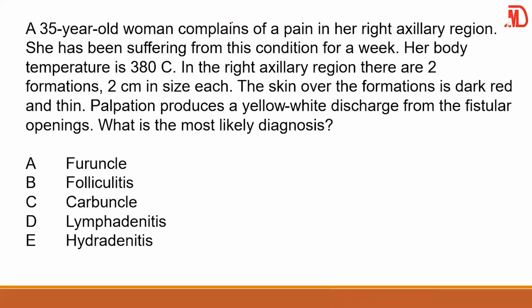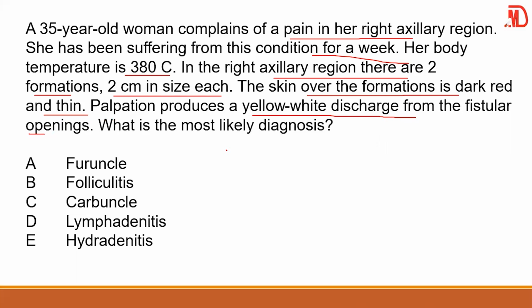A 35-year-old woman complains of a pain in her right axillary region. She has been suffering from this condition for a week. Her body temperature is 38. In the axillary region, there are 2 formations, 2 centimeters in size each. Skin over the formation is dark red and thin. Palpation produces a yellowish white discharge from a fistula opening. What is the most likely diagnosis?